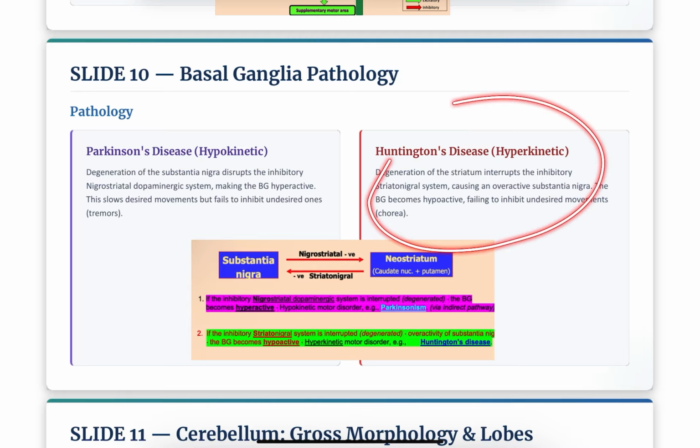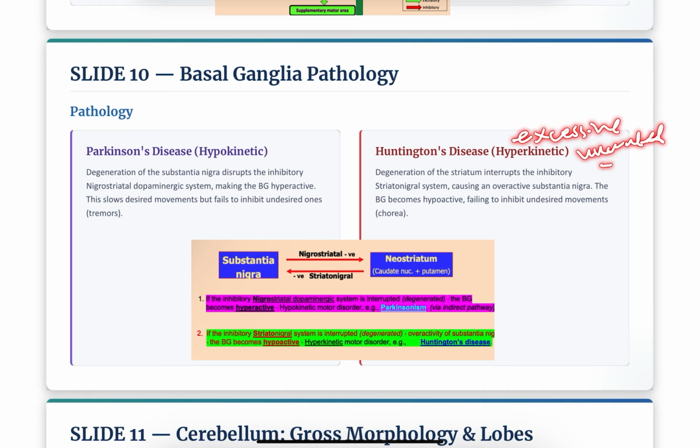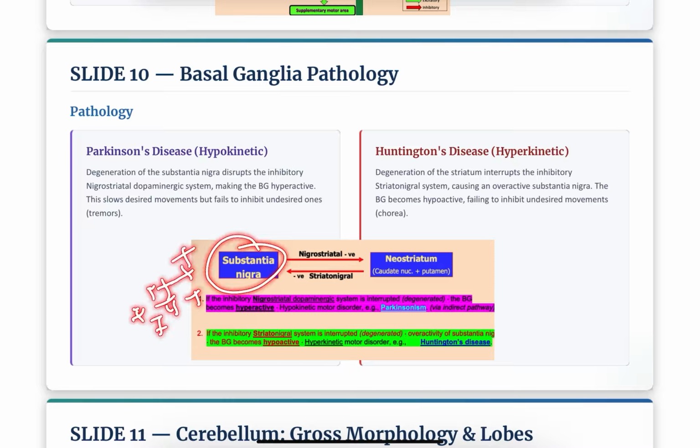Whereas if we talk about the Huntington disease, on the other hand, it's called hyperkinetic, meaning I have excessive unwanted movement. So here what will happen? I have degeneration of the neostriatum. What did I say about the neostriatum? It is the caudate nucleus and the putamen, if you remember. So this degeneration will inhibit or disrupt the striatonigral pathway. And this will lead to what? Overactivity of the substantia nigra. And the basal ganglia will become hypoactive.